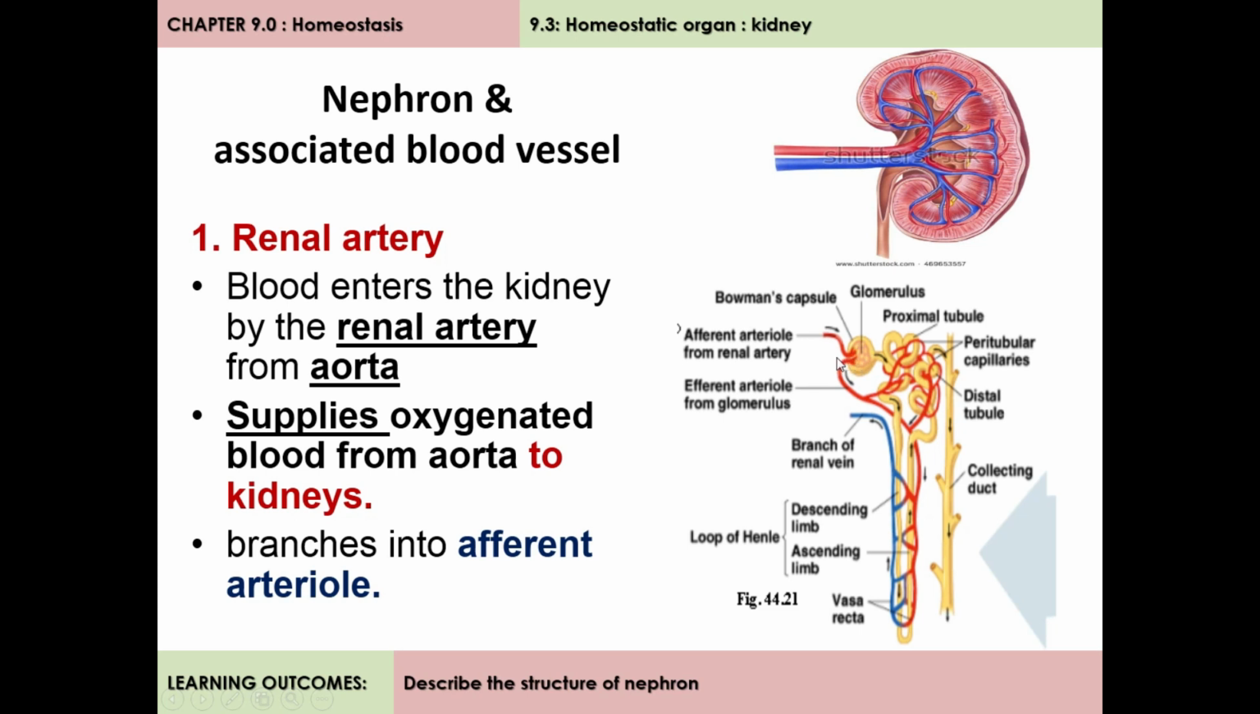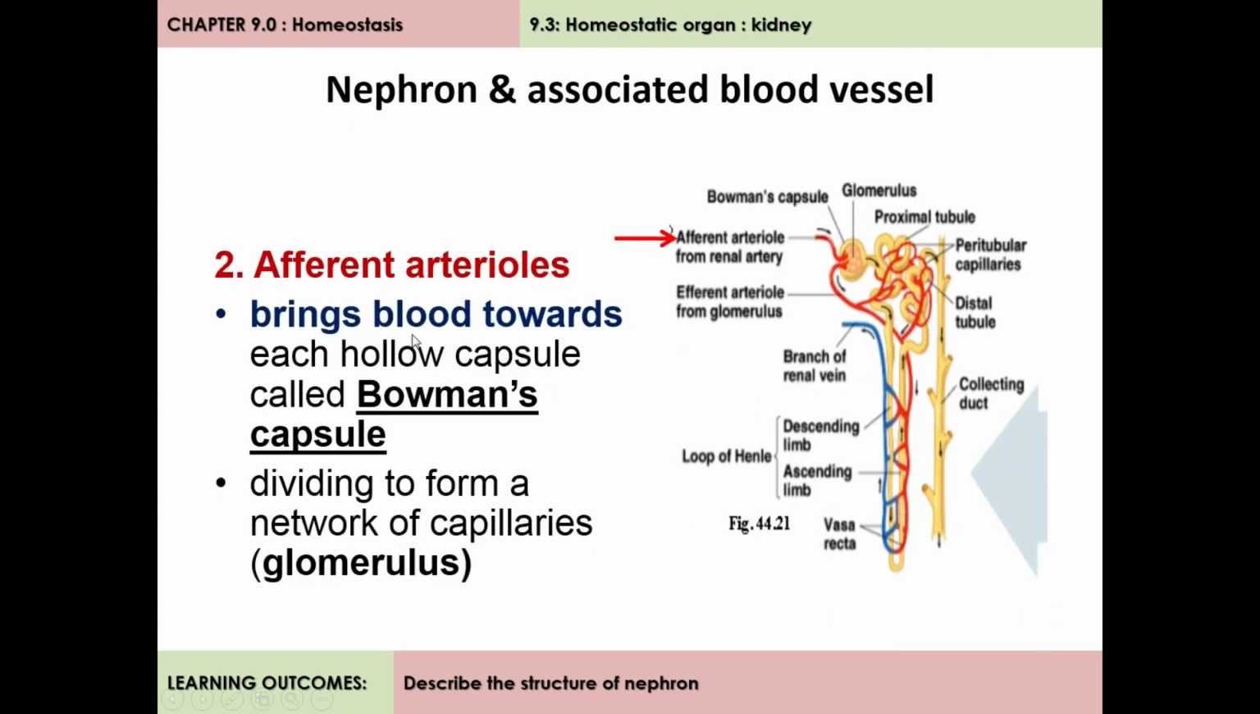I repeat again. Blood enters the kidney via the renal artery from the aorta. Of course, it brings oxygenated blood and branches into the efferent arteriole. The efferent arteriole brings blood towards the hollow cup we call the Bowman capsule, which divides to form a network of capillaries we call the glomerulus.